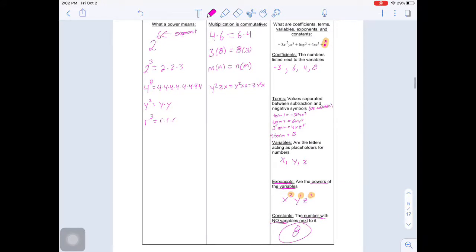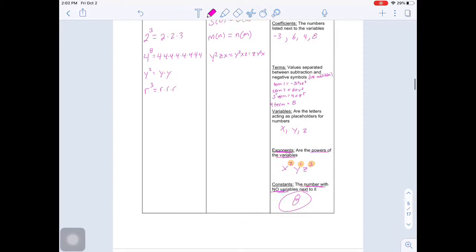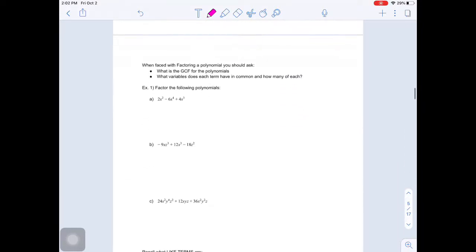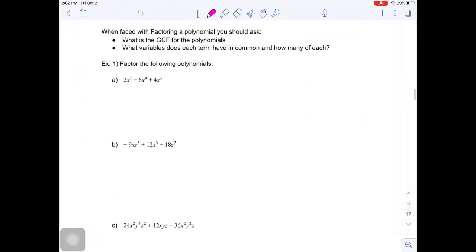So this is all stuff that you have learned already. And you might not remember it, so if you don't, you definitely want to review this a few times because it is crucial in what we're going to go ahead and do. So when you're factoring a polynomial, what you're doing is you're asking, what does each term have in common? So you have to find what each term has in common.